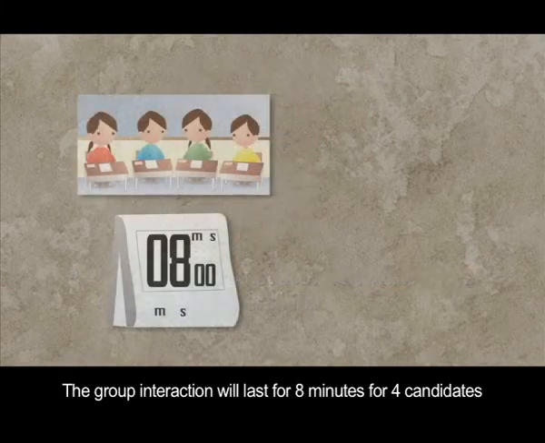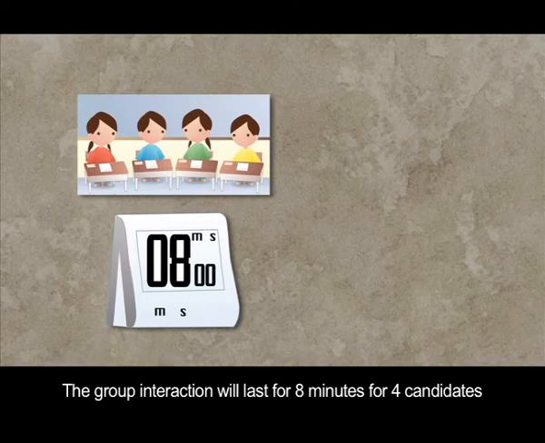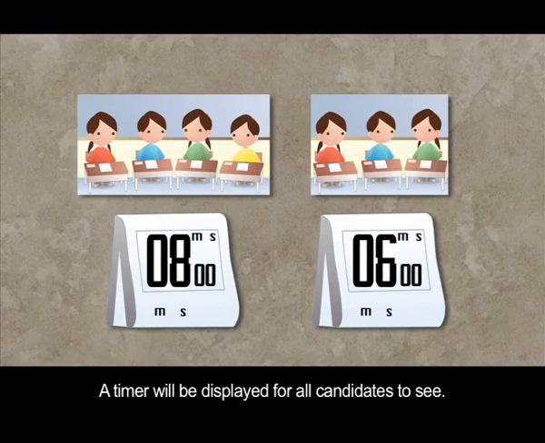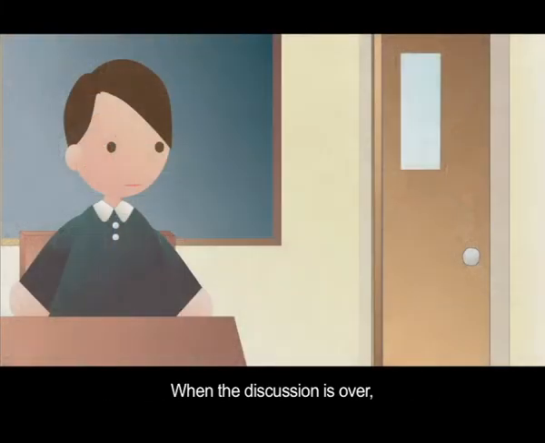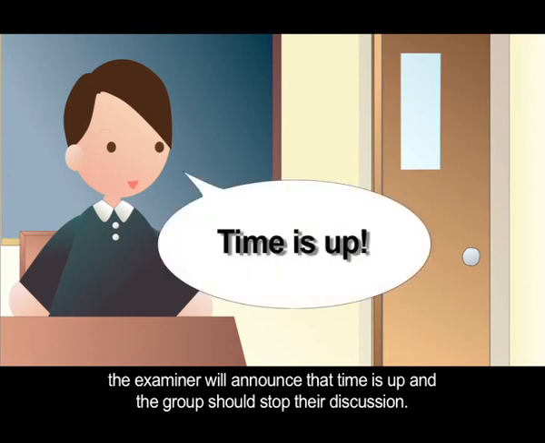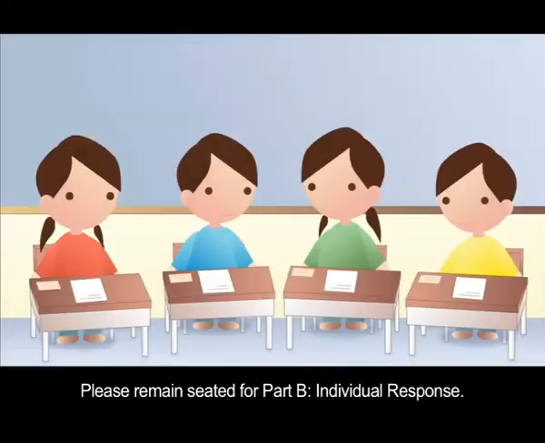The group interaction will last for 8 minutes for 4 candidates, or 6 minutes for a group of 3 candidates. A timer will be displayed for all candidates to see. When the discussion is over, the examiner will announce that time is up and the group should stop their discussion. Please remain seated for Part B, Individual Response.